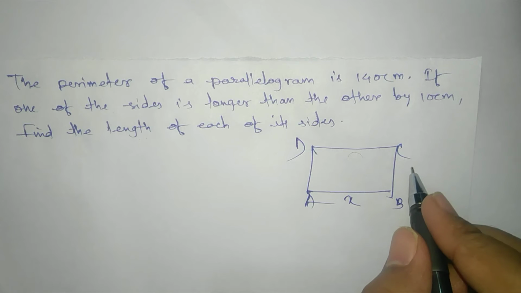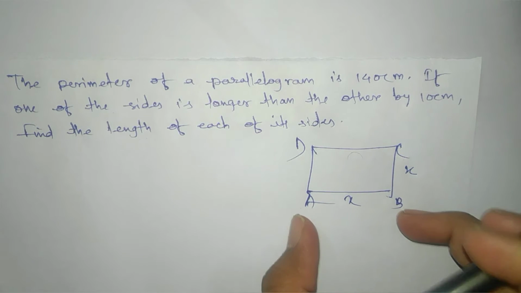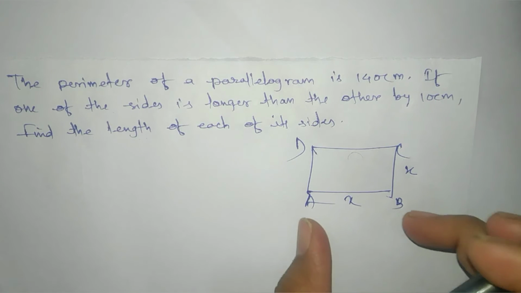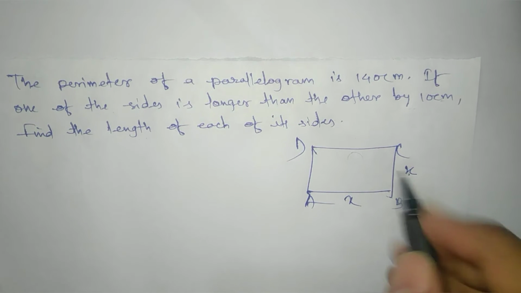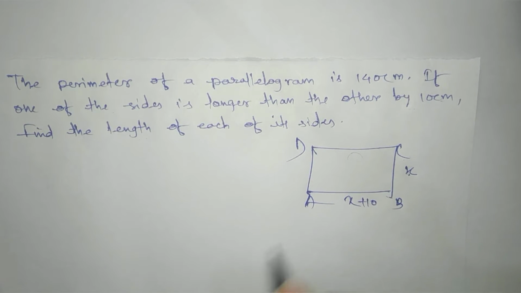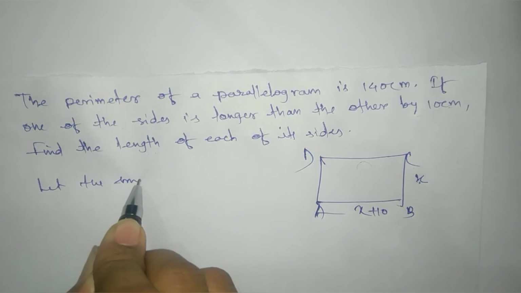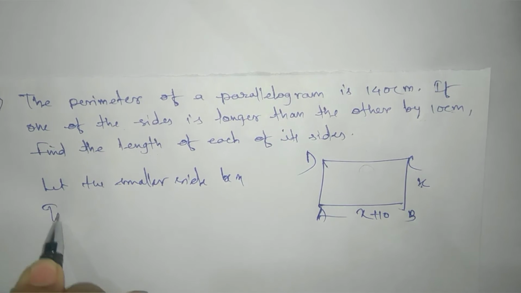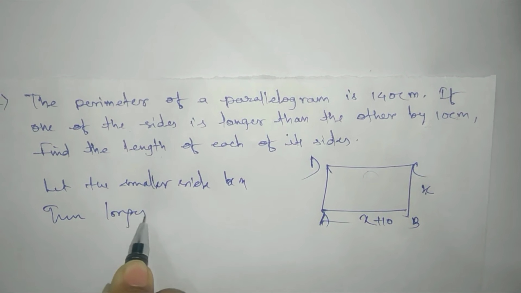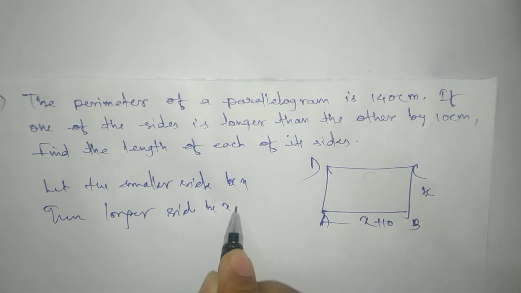That means we take the smaller one as x, and the bigger one, as you can see here, is bigger in size. So we need to take the bigger size. That means the other is greater than this by 10, so it will be x plus 10. Now let the smaller side be x, then the longer side be x plus 10.